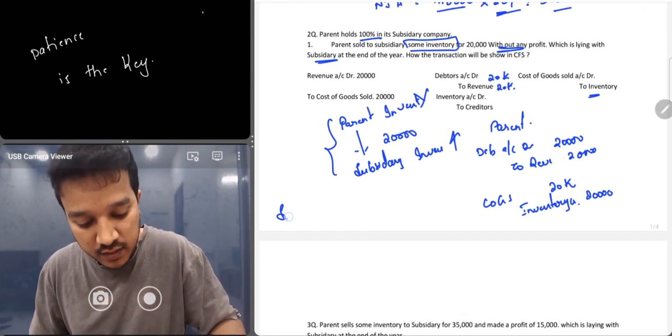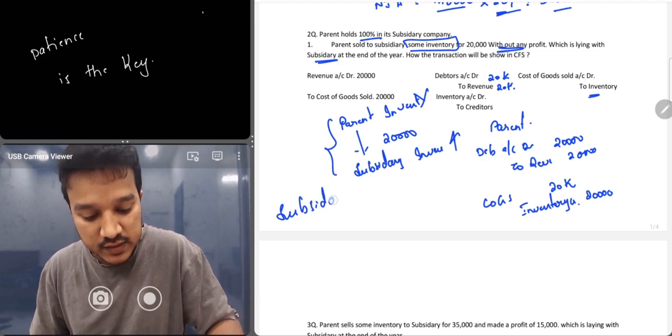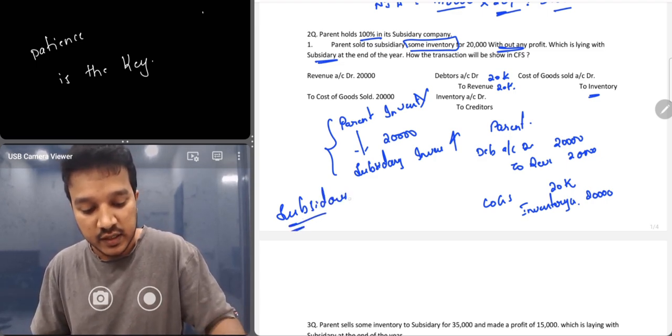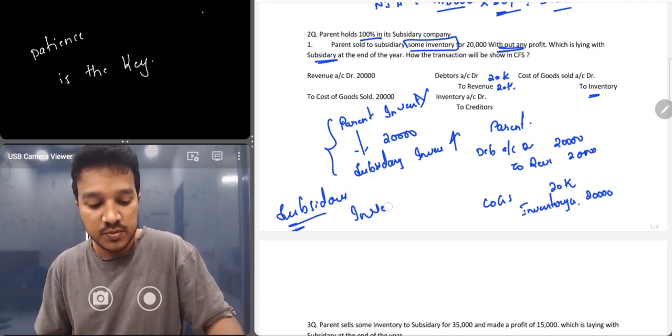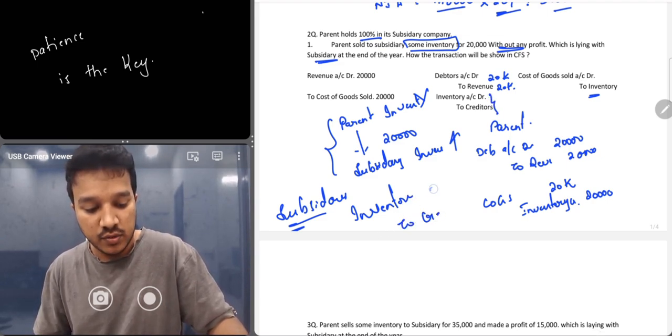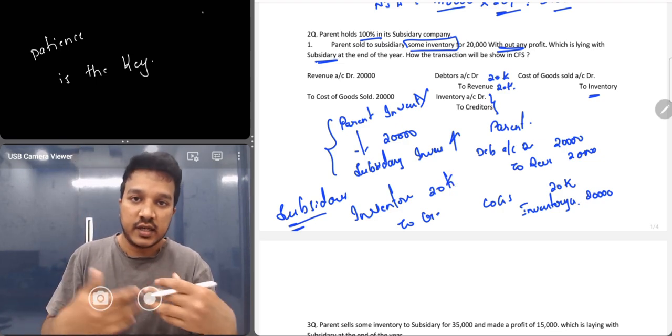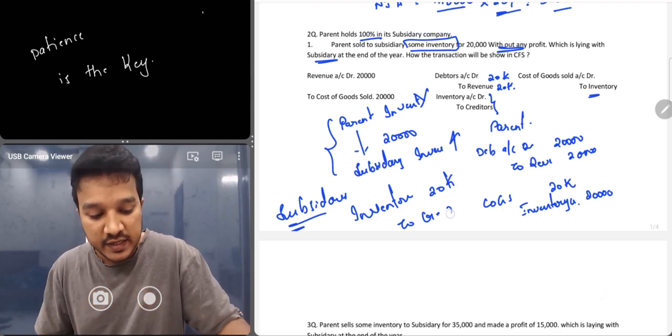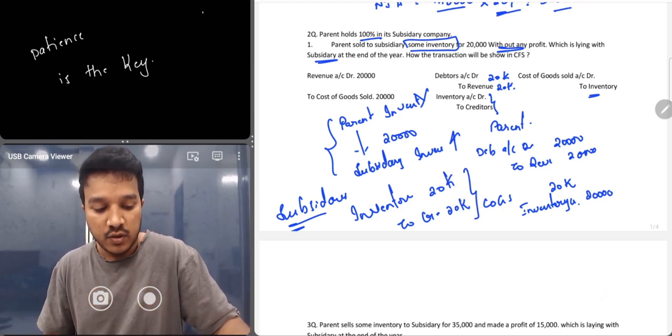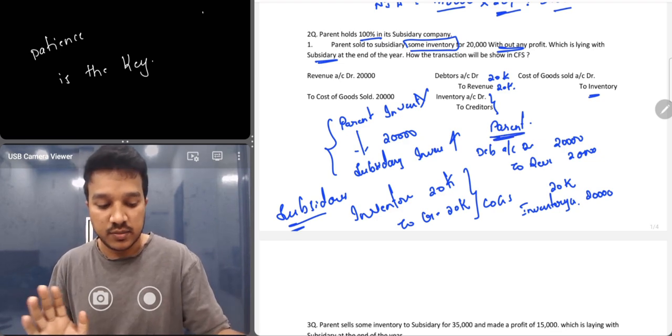What will the subsidiary recognize? The subsidiary will recognize inventory, because it is purchasing inventory. Inventory account debit to creditors, see, this is the entry. 20K of inventory is coming in, it has purchased 20K of inventory and then it has to pay its parent 20K. So this is parent and this is subsidiary.